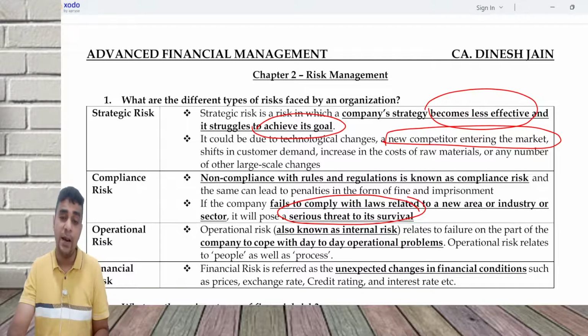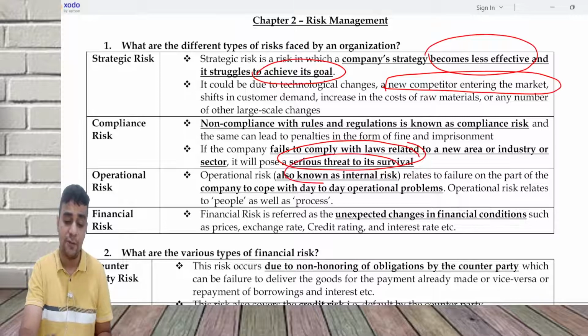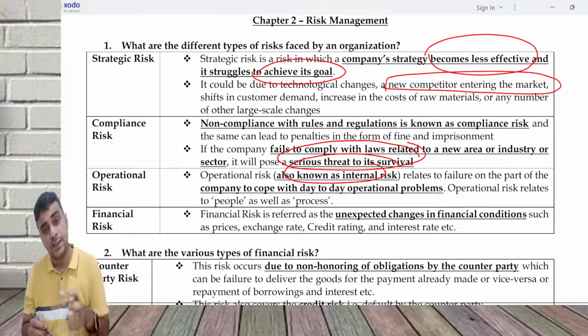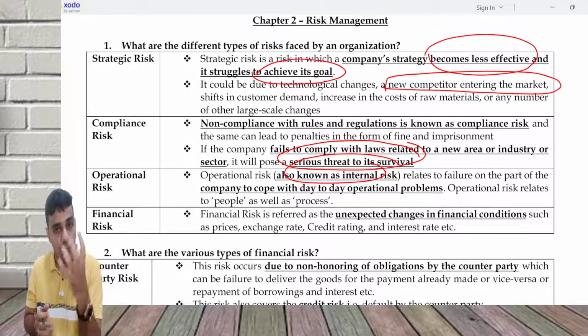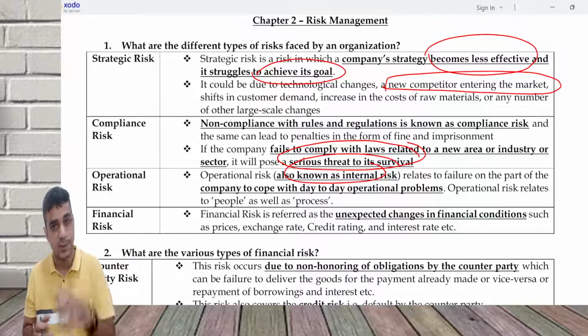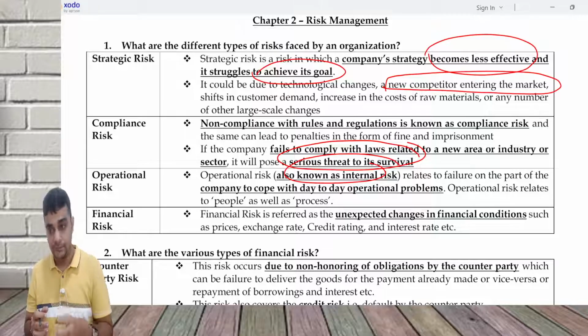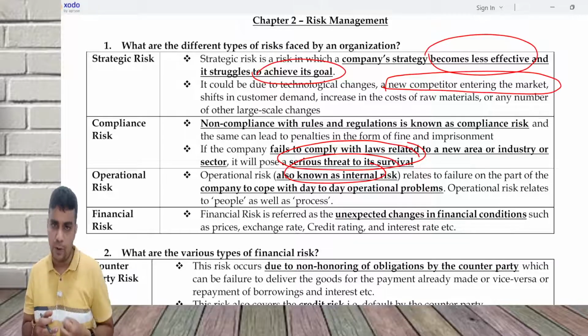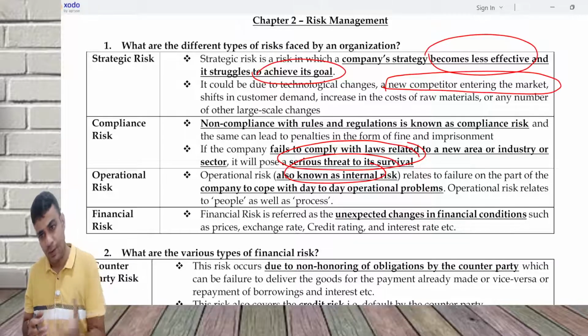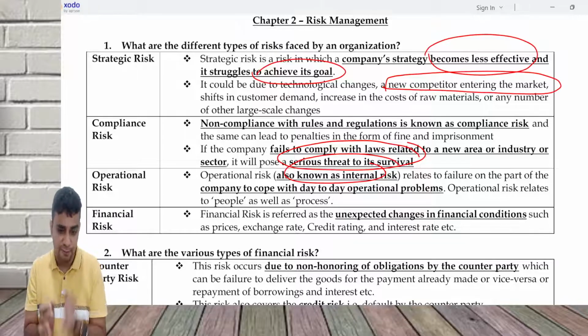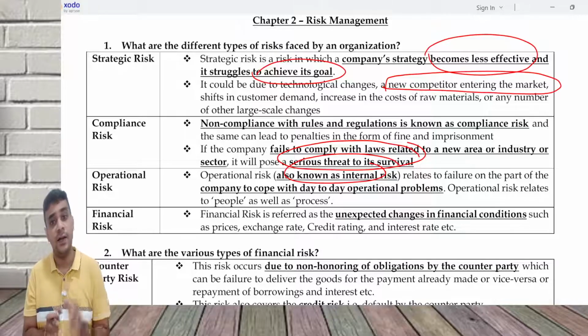What is operational risk? It is the internal risk of a company when the processes of a company are not effective. I have a process of buying raw material, a process of inspecting raw material, a process of issuing raw material. In this process, if proper controls are not there, the storekeeper may commit theft.